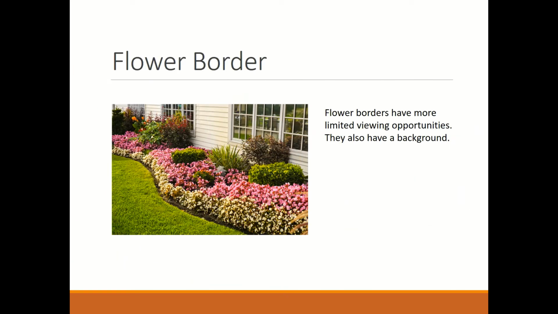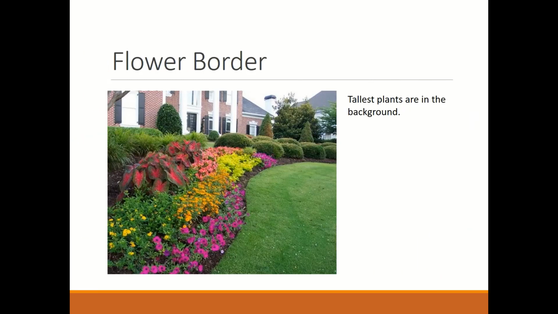This picture illustrates a flower border. Borders have more limited viewing opportunities. They also have some type of background. Now the background of a flower border could be a building like the house you see pictured here, or the background could be a hedge or something like that. When planting flower borders, the tallest plants are always going to be placed in the background. The mid-sized plants more or less in the middle of the flower border, and the shortest plants will be closest to the edge of the flower border.